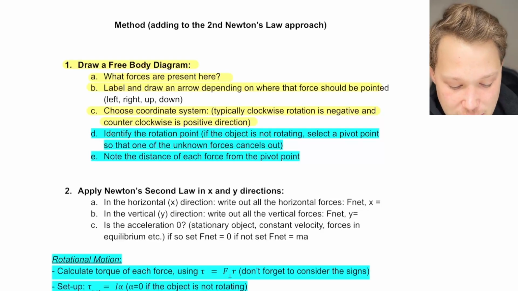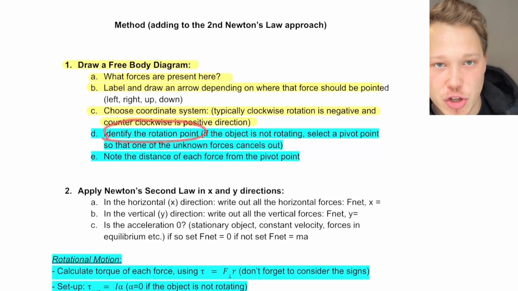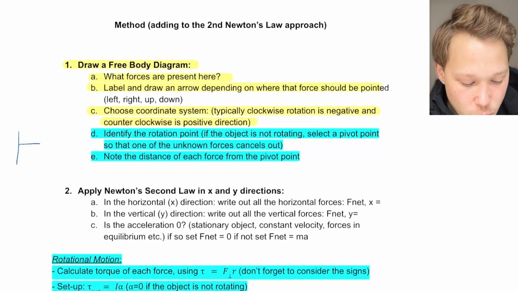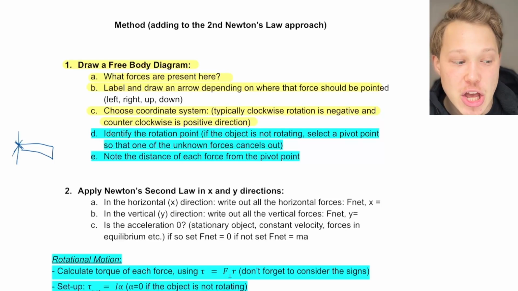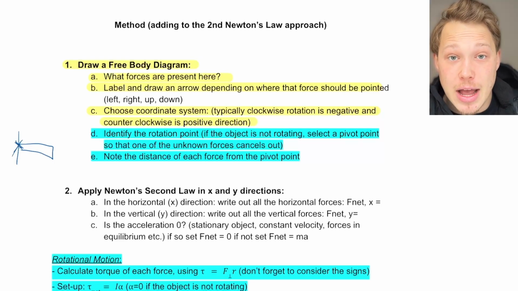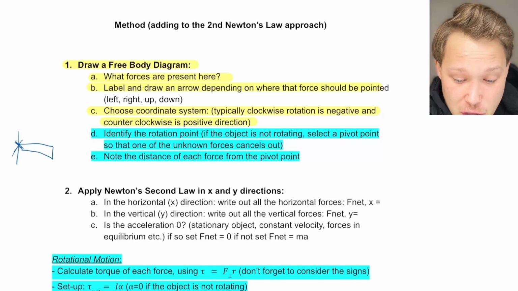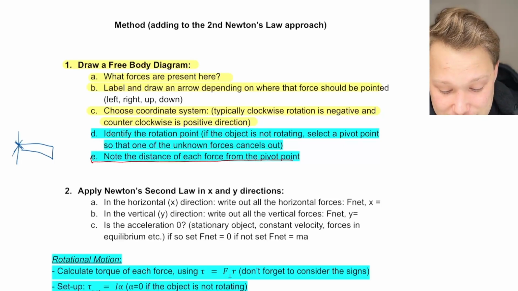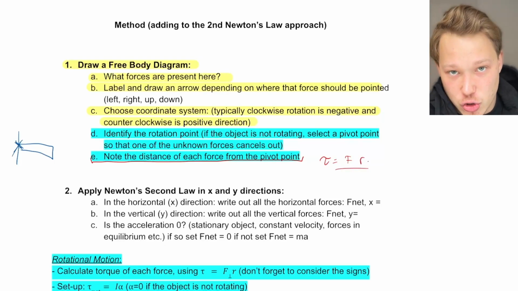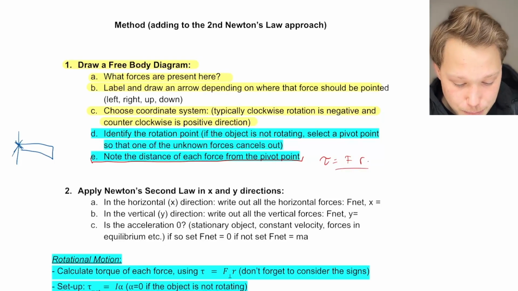Now, the additional step here is that we have to identify a rotational point. In the case of the door that I just showed you, it's pretty obvious what the rotational point is. It was right here around the door. But in some cases, if the object is rotating, you can pick whatever point you'd like as your reference point. From the rotational point, you can note the distances of each force, because you'll need that later to calculate the torque, which is force times distance.